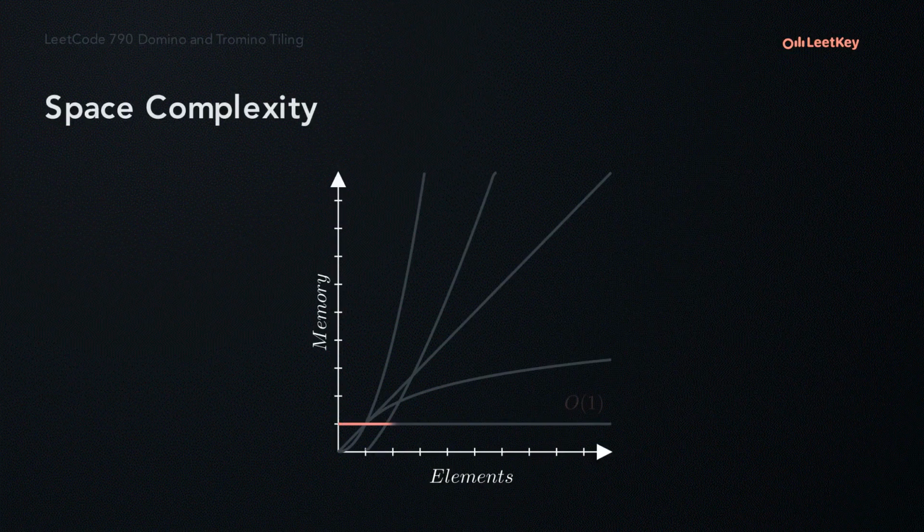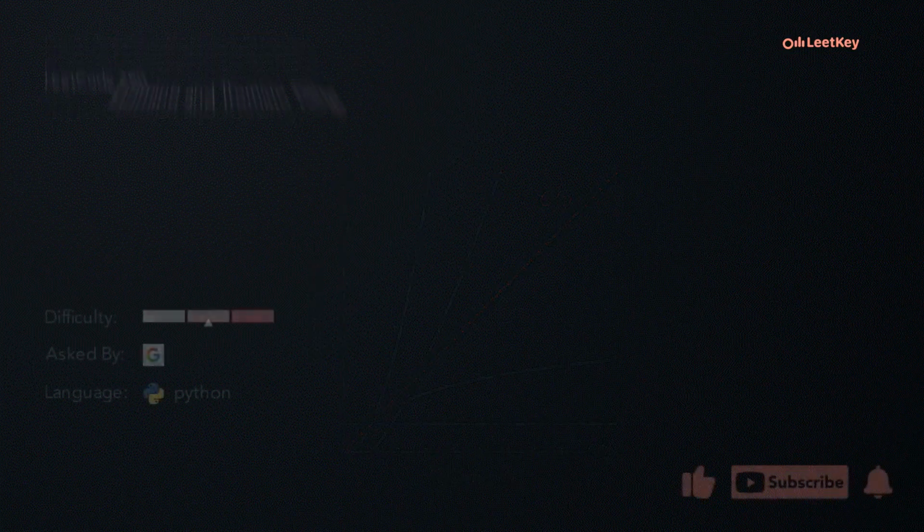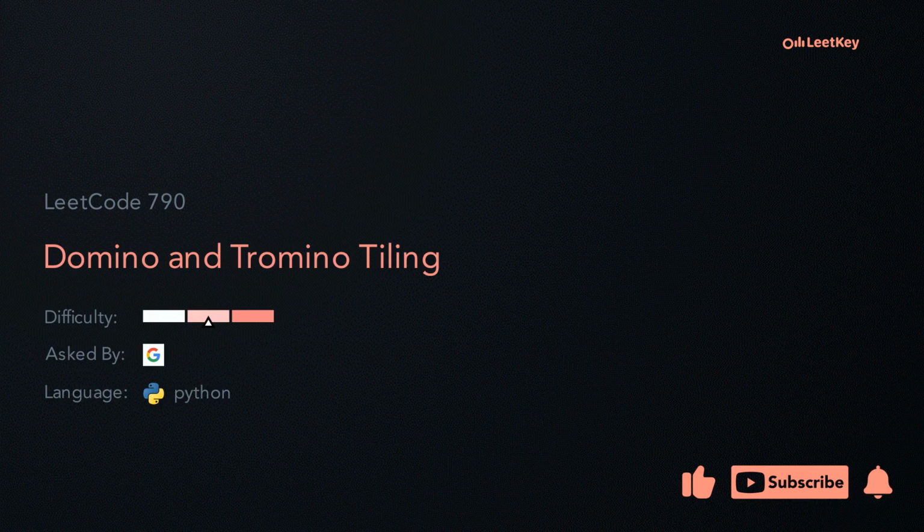The space complexity for this implementation is static, since we reuse the three variables that count the number of tiling combinations. The time complexity for this implementation is linear, since we must iterate from 1 to the target board size to find the number of possible tiling combinations. That was how to solve LeetCode problem 790, Domino and Tromino tiling.